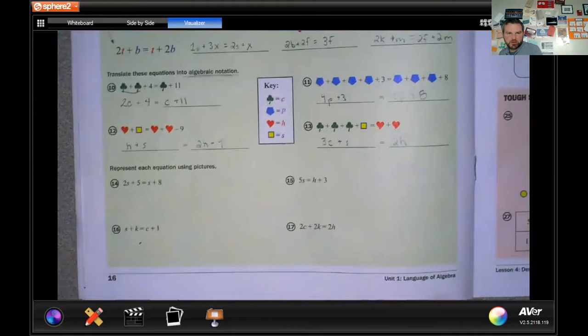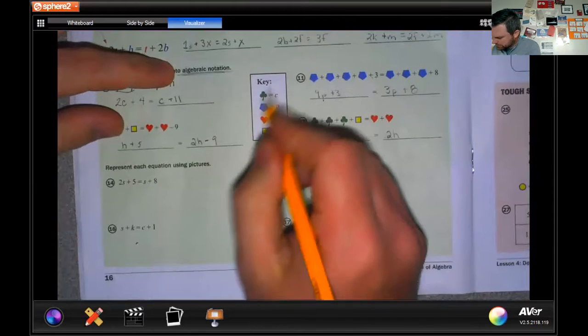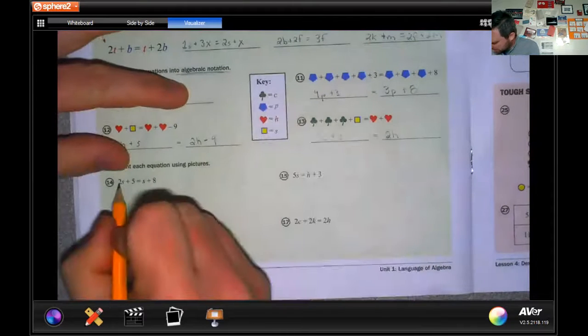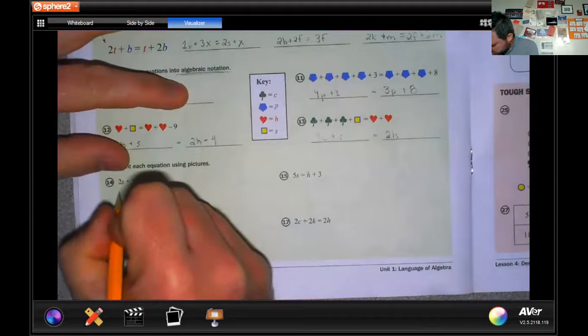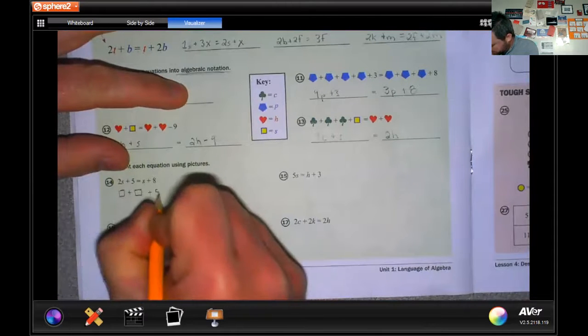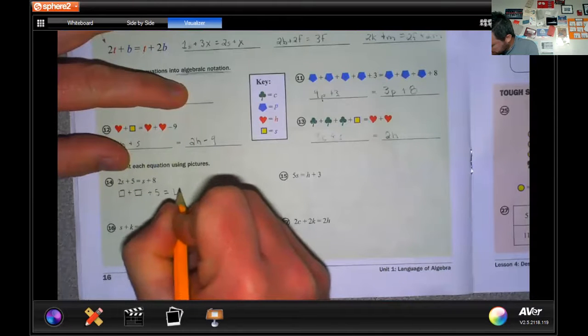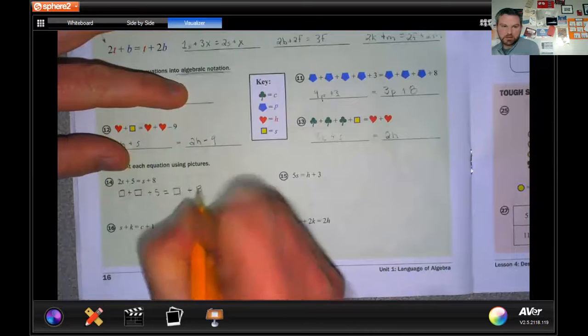All right, here we are with the last 4 that we're going to do. So it says represent each equation using pictures. So your answers could vary here if you wanted, but we're going to keep it basic, and we're also going to use this key here. So 2s. So I've got 2 squares. So square plus a square plus 5 equals, we got 1s there. So square plus 8.